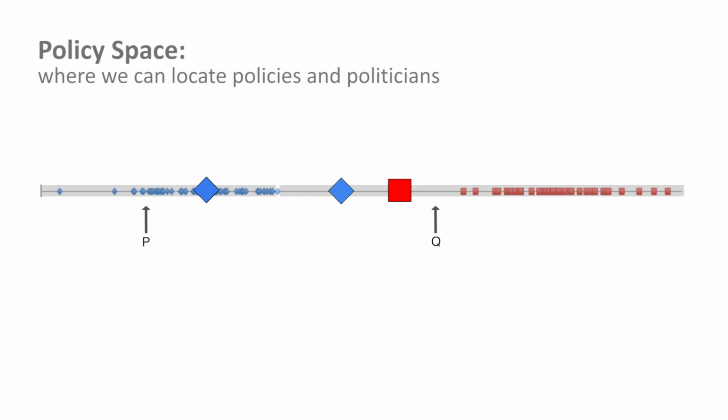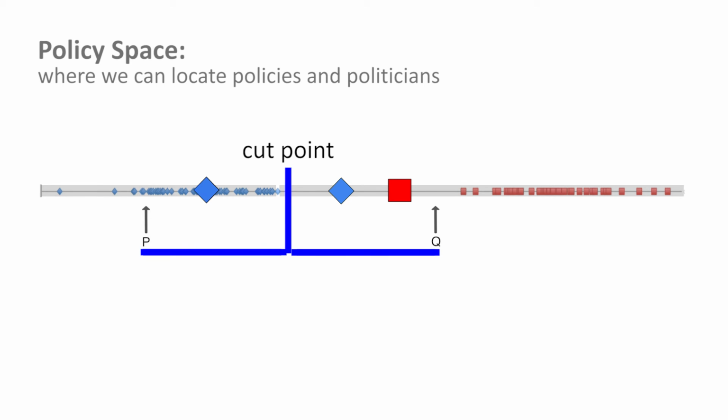The easiest way to do this is to think about the point that is just as far from P as it is from Q. And if you find that point, then any point on the P side of it prefers P, and any point on the Q side prefers Q. And the point that's the same distance from P as it is from Q is the point halfway between them. This midpoint is called the cut point, or cut line, because it cuts the policy space in two, with everybody on one side voting one way and people on the other side voting the other way.